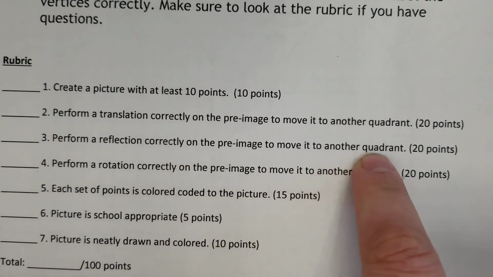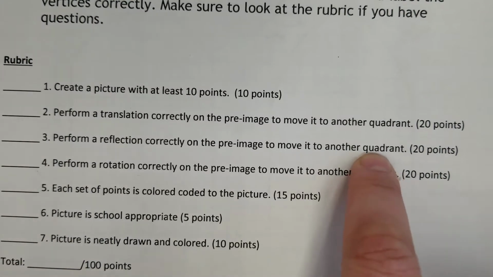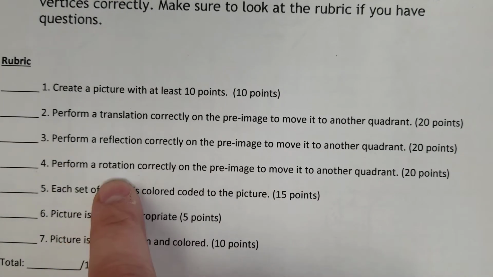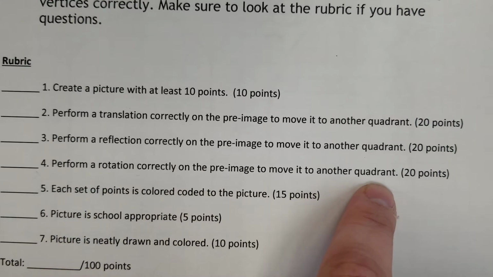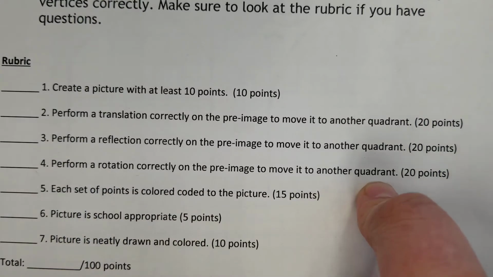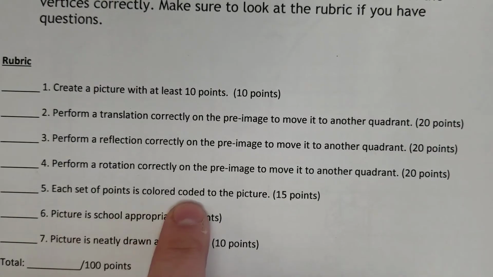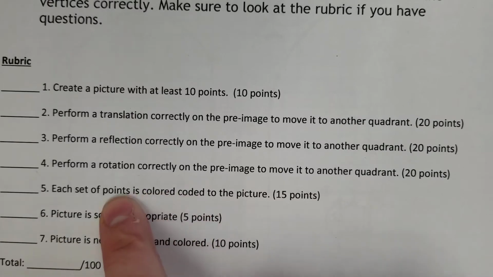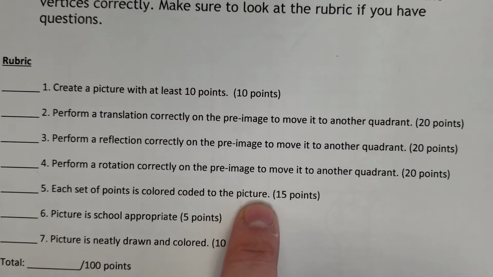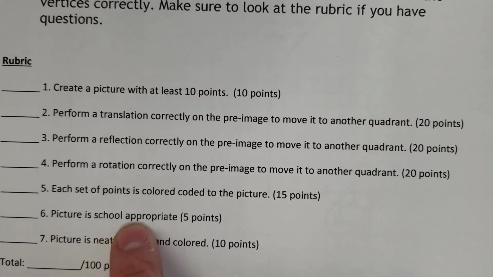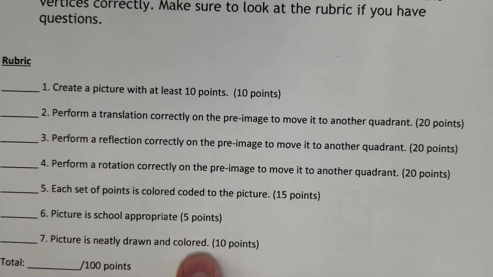So if you're starting in quadrant 2, it has to end up in 1, 3, or 4. You need to do a rotation and make sure that it ends up in another quadrant. It needs to be color coordinated to the picture, so your points should match your picture. It has to be school appropriate, and it should be neatly drawn and colored. Yes, it needs to be colored. For those of you that are going to ask me 15 more times if it needs to be colored, yes, it needs to be colored.